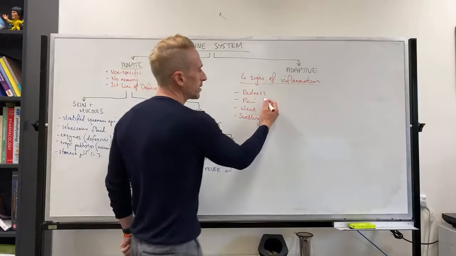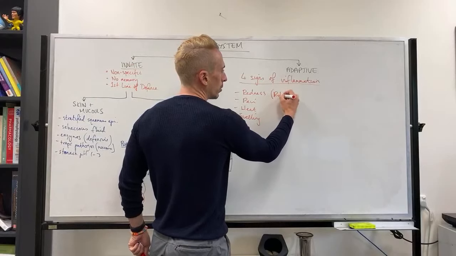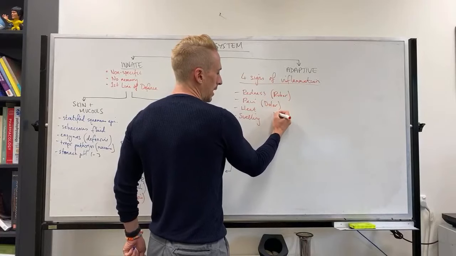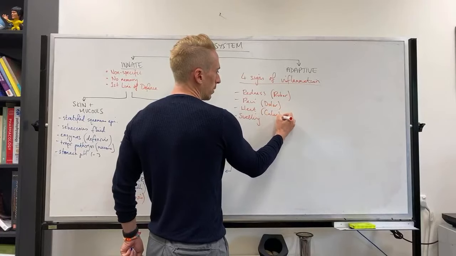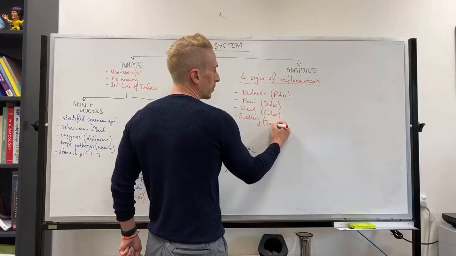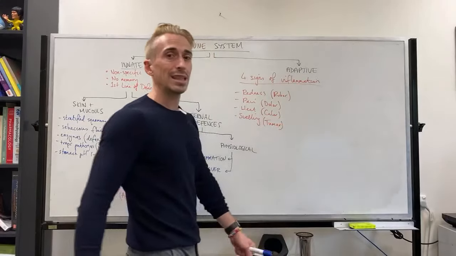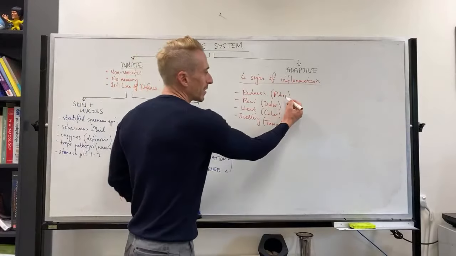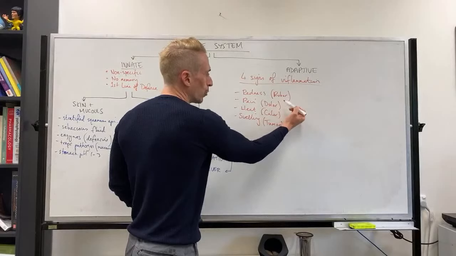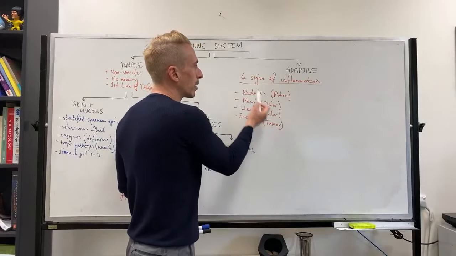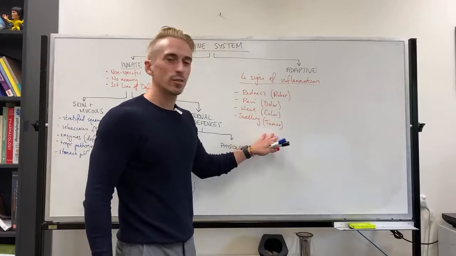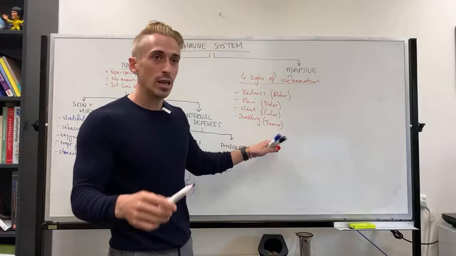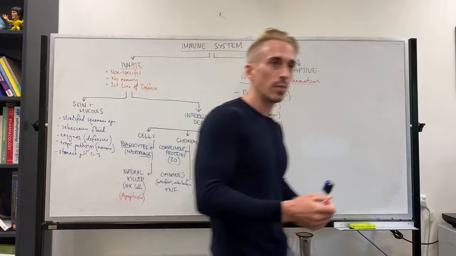I used to have to remember the Latin names of these. Redness is rubor, pain is dolor, heat is calor, and swelling is tumor. That's right, because tumor is simply the Latin term for swelling. The reason they've got all these old Latin terms, rubor, dolor, calor, tumor, is because these four signs of inflammation have been recognized for thousands of years. The Greeks recognized these basic four signs, and they always happen when you have an inflammatory process.